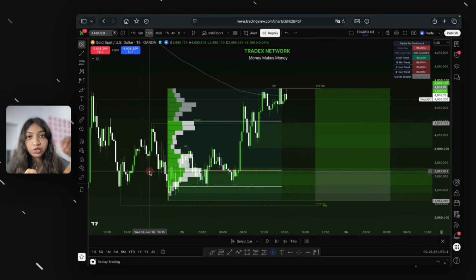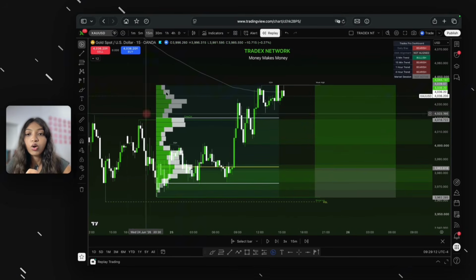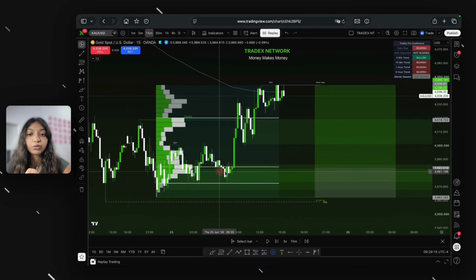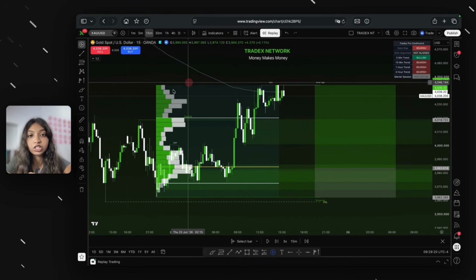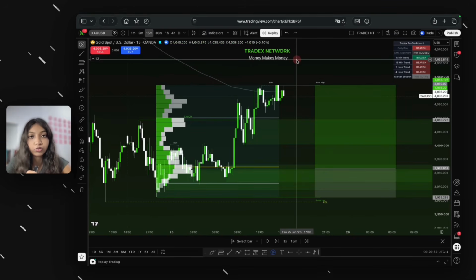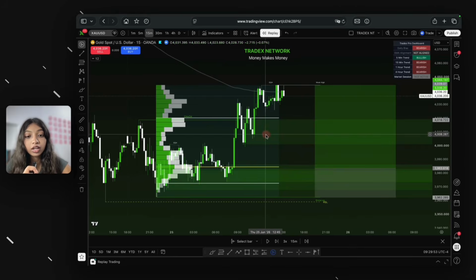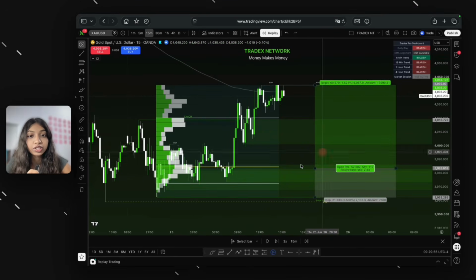It isolates the institutional footprint. This cuts out all the clutter and shows me where institutional footprints are. This tool turns my entire chart into a high confluence zone. That's the difference between guessing where the market will turn and knowing exactly where the orders are stacked, right?